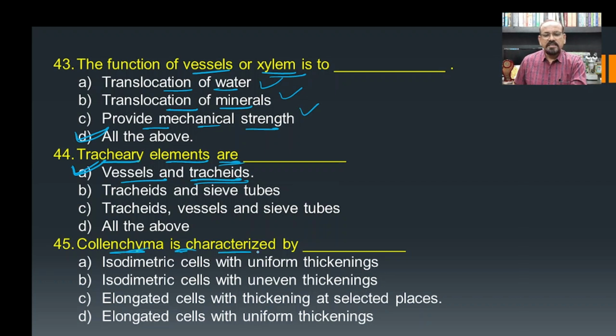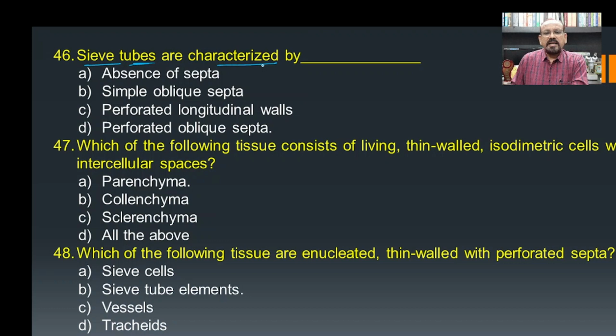Then collenchyma is characterized by. Earlier we have seen that the collenchyma has thickening at the corners, meaning at selected places, and hence the elongated cells with the thickening at the selected places will be the answer for this question. Sieve tubes are characterized by. If we see the sieve tubes, again in the wall of the sieve tube there are perforated septa, and perforated oblique septa will be the answer for this question.